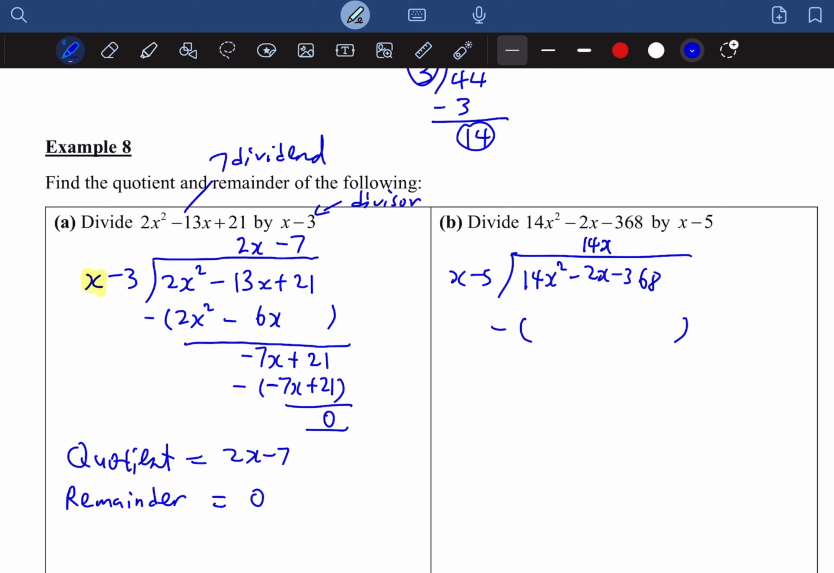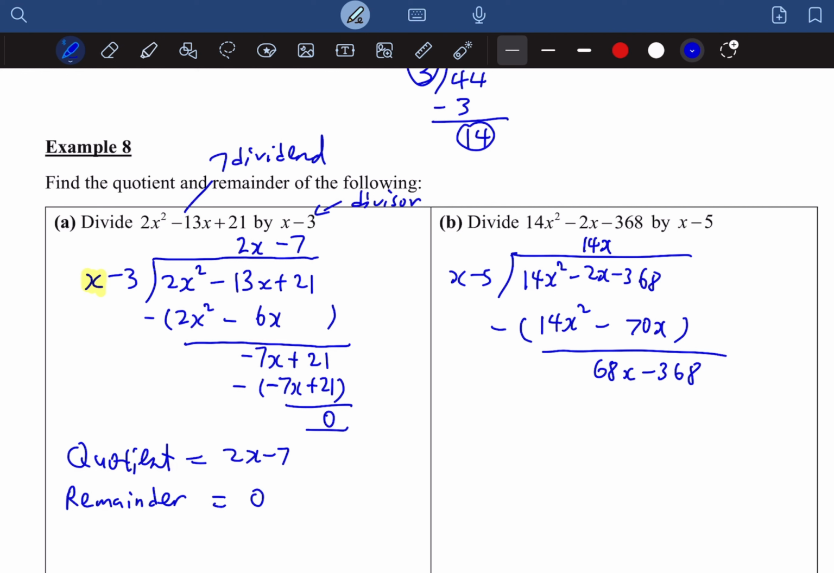So 14x times x minus 5, I'll have 14x squared minus 70x. So it is 14x squared minus 14x squared, gone. Negative 2x minus negative 70x, so I have 68x minus 368. So this 68x minus 368 has degree 1, and our x minus 5 also has degree 1. Same degree, so we have to proceed with the division.